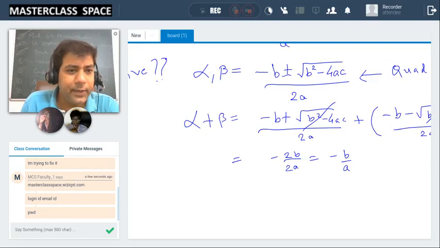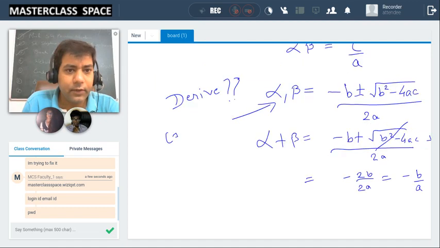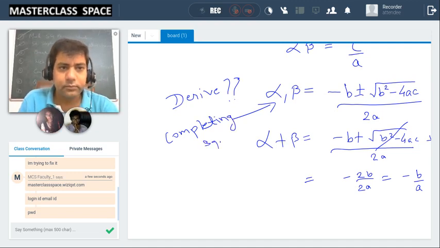By using the completing square method, this formula is derived. Got it? By completing the square, the way you do... okay, how to do this completing square? Ayushi? Yes. So how to do this completing square? Basically, you have to start with the AC method.